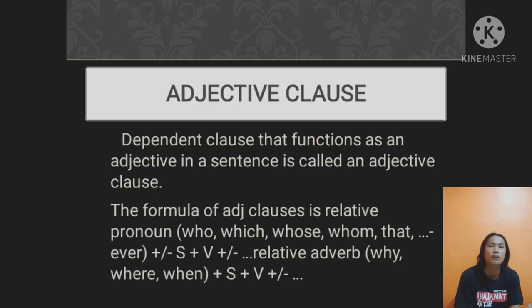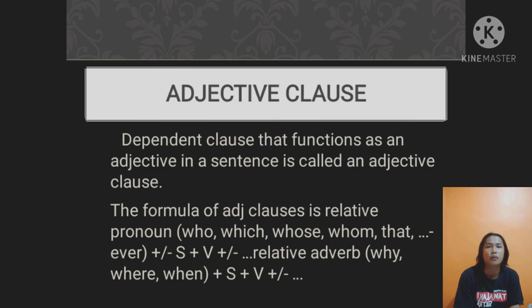Okay, number 2. Adjective clause. Dependent clause that functions as an adjective in a sentence is called an adjective clause. Just like adjective, adjective clause plays a role in describing a noun or pronoun. The adjective clause begins with the words that, whom, who, where, whose, or which. Here are some examples of adjective clause with the adjective clause that has been paralleled.